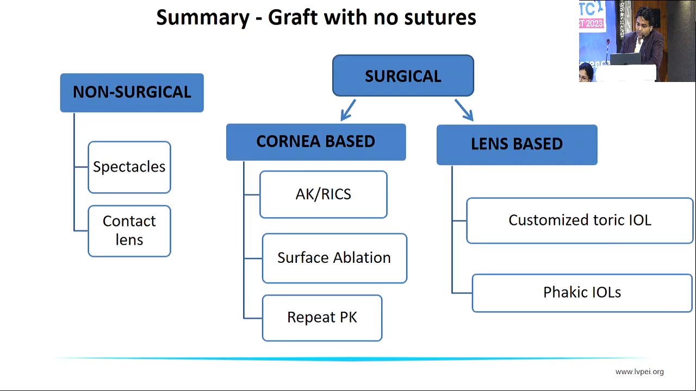So just to summarize, for a graft with no suture, non-surgical methods are spectacles or contact lens. If you want to do surgery, the corneal-based option is RICS, but it is very unpredictable. You can do surface ablation, the last resort is repeat keratoplasty, and the lens-based procedures are customized toric IOL or phakic IOLs.